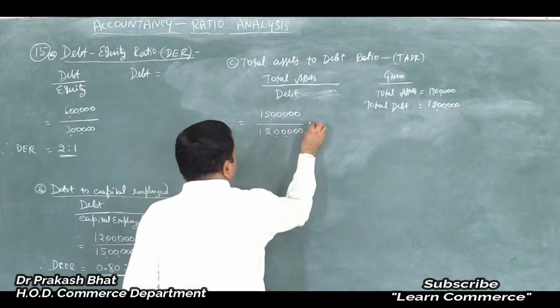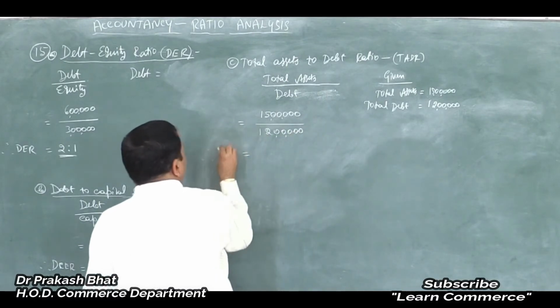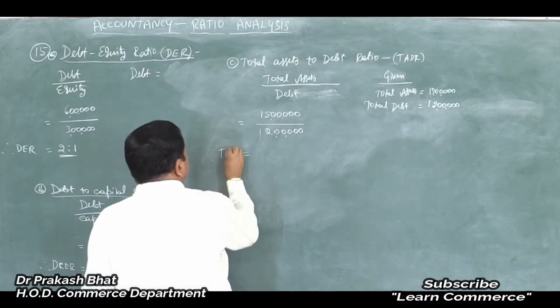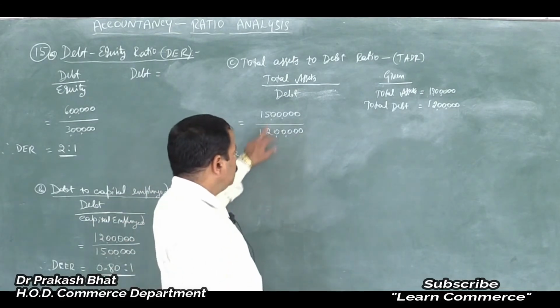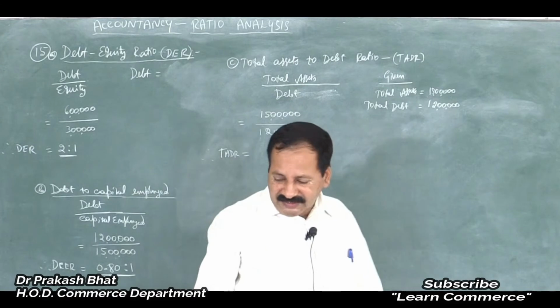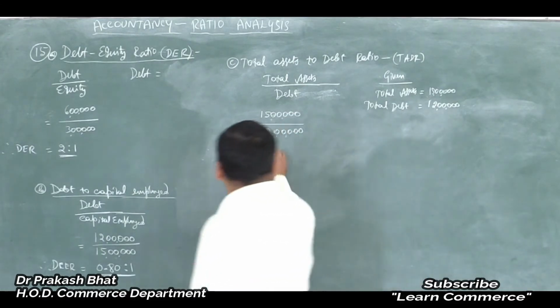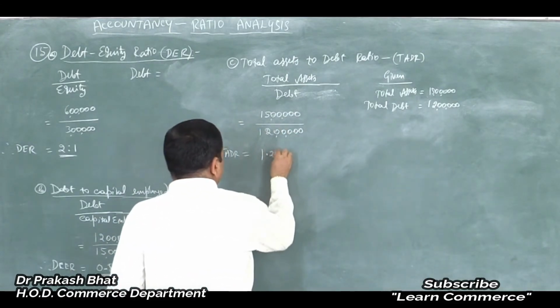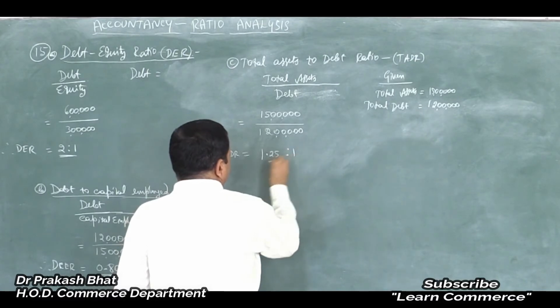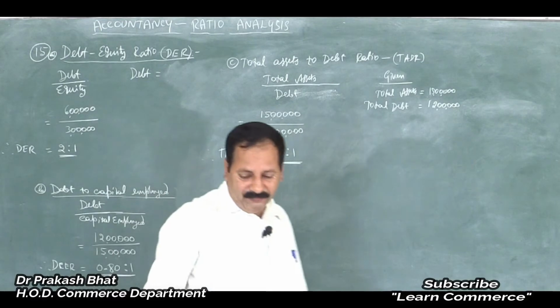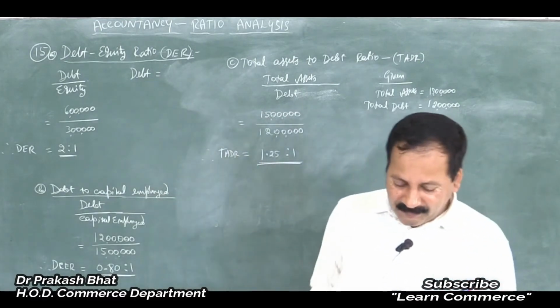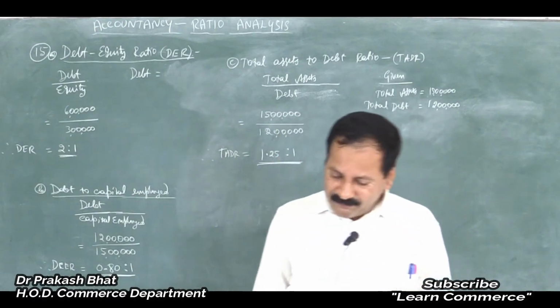Now your work is easy. Therefore, total assets to debt ratio, TADR, is equal to, divide it and find out how much it is. I think it is 1.25. Yes, 1.25 is to 1. That is the last ratio. So your problem number 15 is solved now, isn't it?